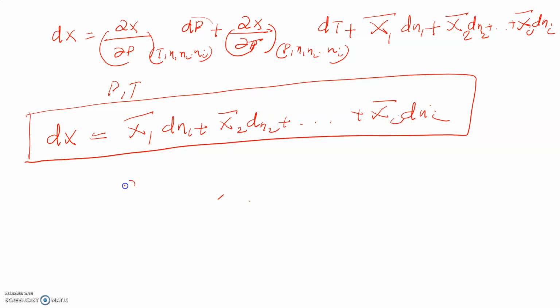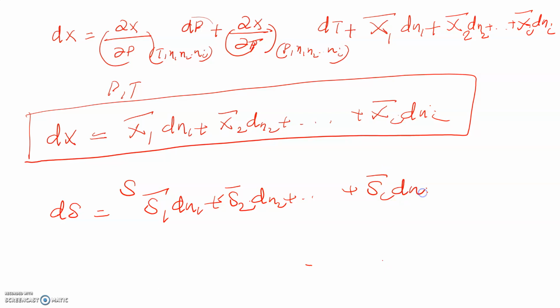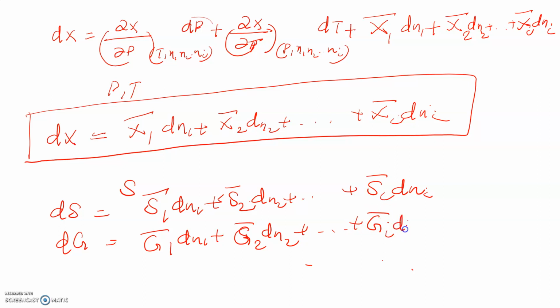If we are considering entropy, then this equation becomes dS is equal to S bar 1 into dn1 plus S bar 2 into dn2 plus etc. S bar I into dni. If we are considering Gibbs free energy, dG is equal to G bar 1 into dn1 plus G bar 2 into dn2 plus etc. G bar I into dni.